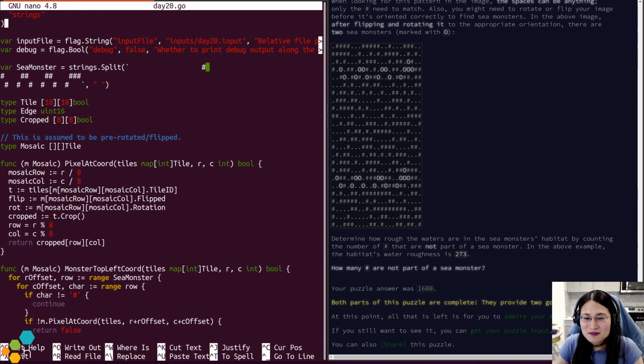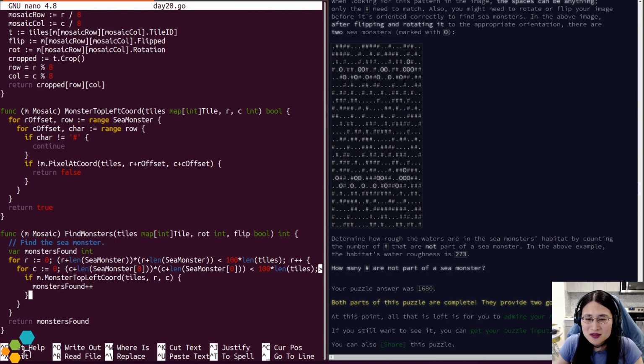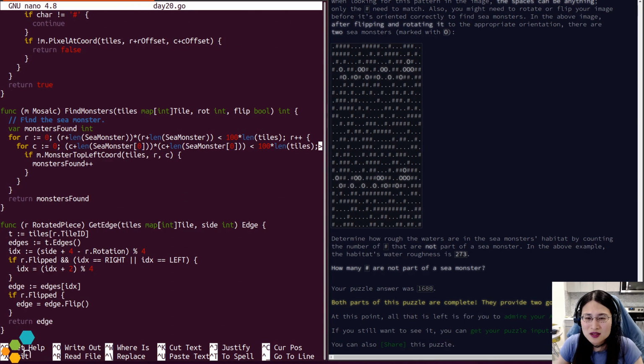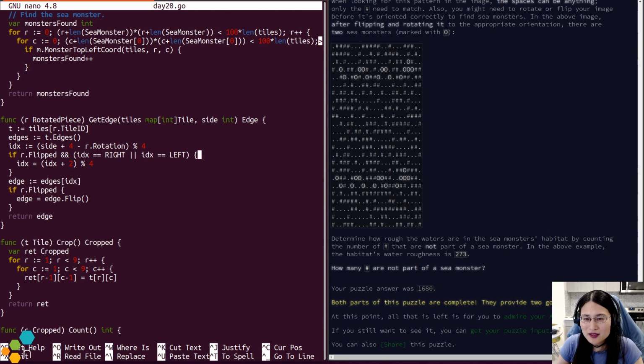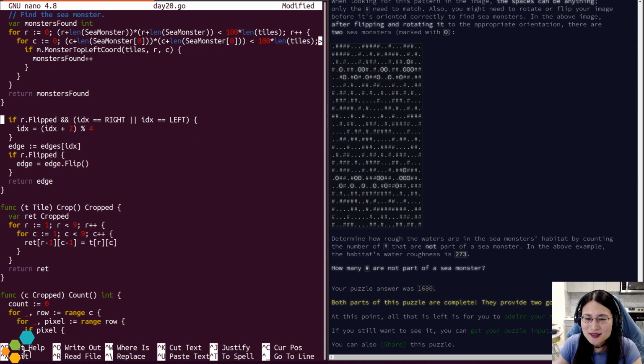I also think, yeah, so that's fine. So we'll look for the sea monster at each position. I think that code more or less is fine. So here, I no longer have the notion of a rotated piece, because I just get the edges out of it regardless of what it is.